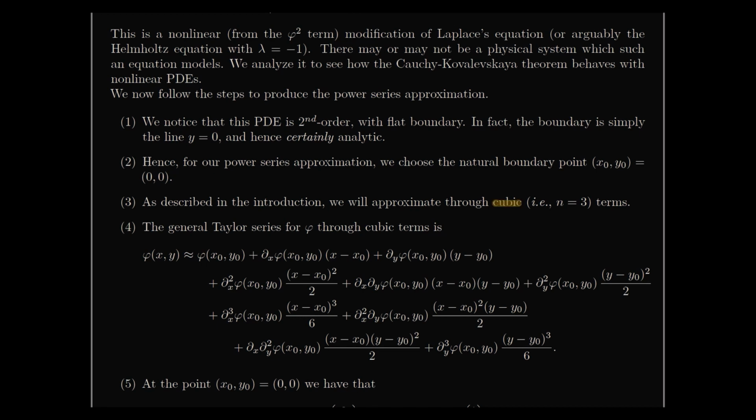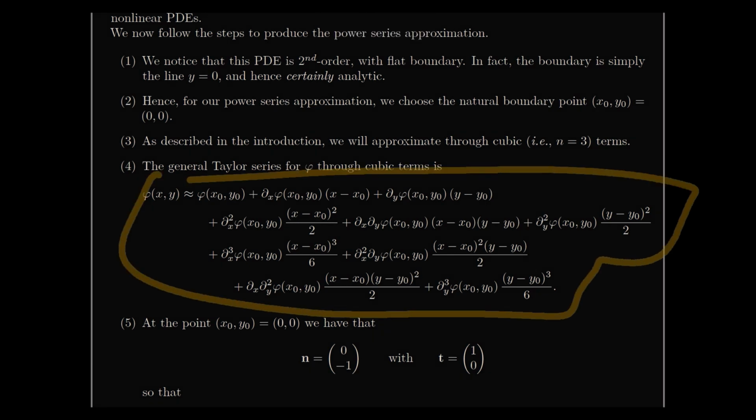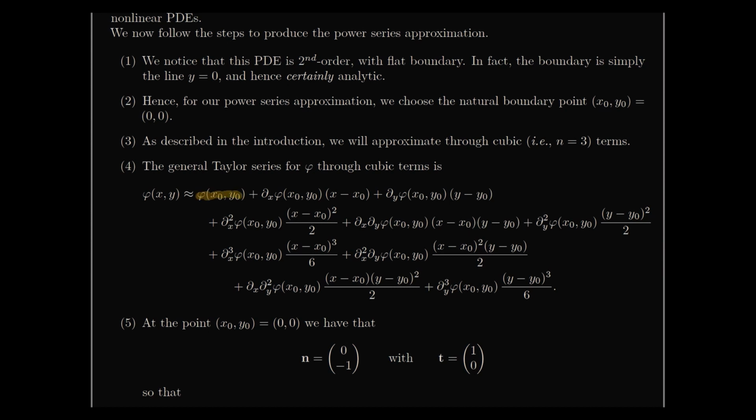And as I said at the top, let's go through cubic and make our life a little harder. So the power series, or the general Taylor series through cubic terms, is given here. Doesn't look great. It doesn't look terrible. We just want to make sure we know what's going on here. These are the coefficients that we need to find by any means necessary. Before I get too far into it, let's recall that the normal direction is the y direction and the tangential direction is the x direction, which means our Cauchy data will be this term and this term.